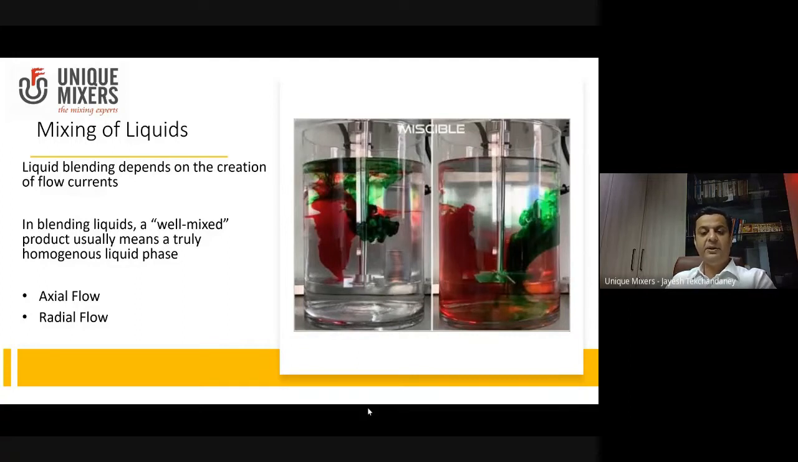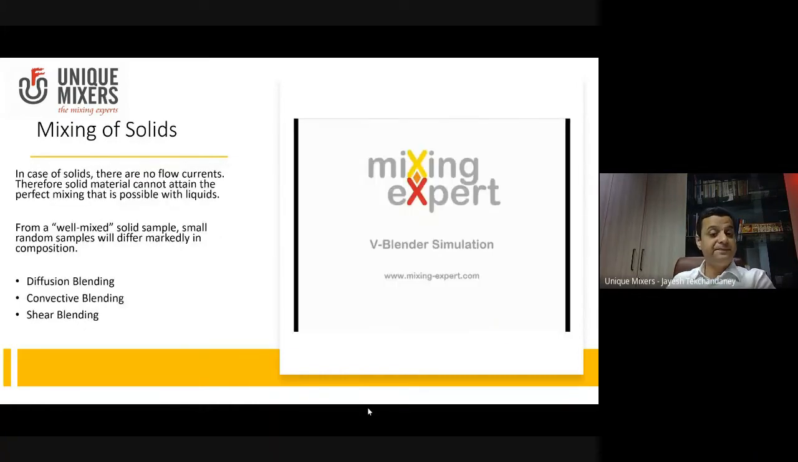So depending on the kind of agitator and the agitator speed, you will have flow currents generated, and you could have axial mixing, you could have radial mixing, and you can get a truly homogeneous, well mixed product when it comes to liquids. Well, that's not the case when it comes to solids.